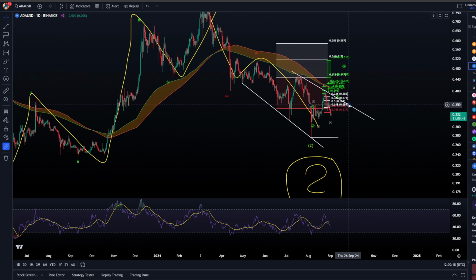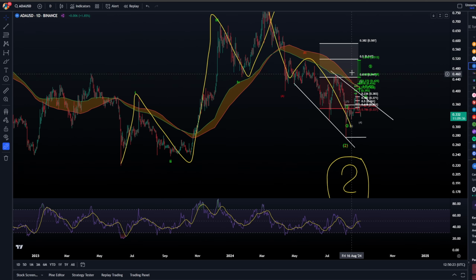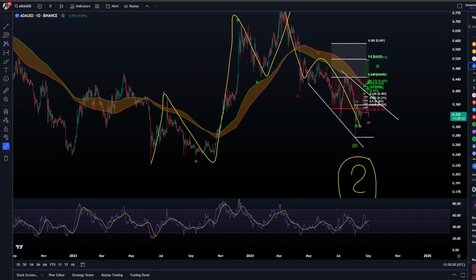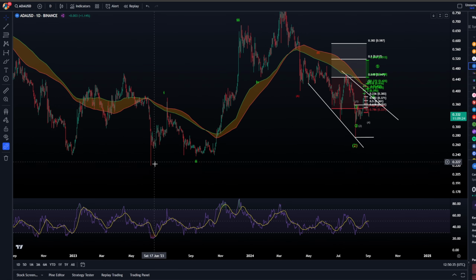Is that a coincidence? I don't know. But if we are going to repeat what happened in the previous cycle, then I think we'll get another low in the second wave move down, and I think we'll get very close to the invalidation zone of 22 cents.